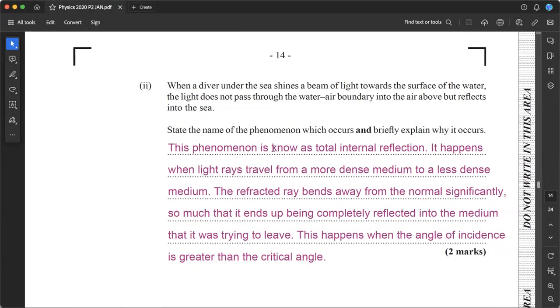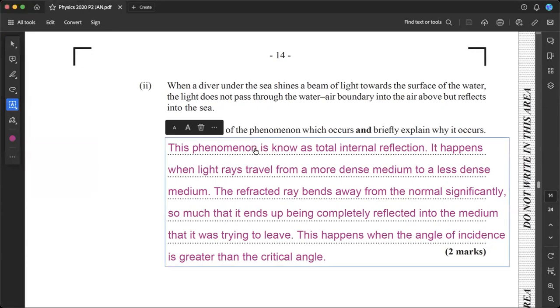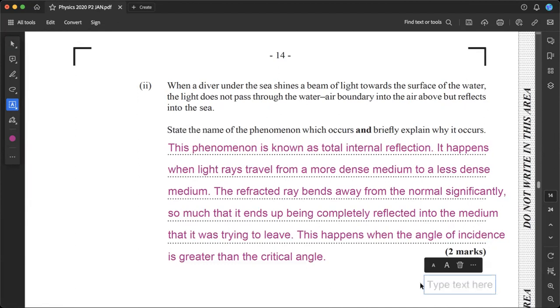That phenomenon is what's known as total internal reflection. It doesn't leave the medium that it's coming from. Instead, it just completely reflects back. And that happens whenever light rays travel from a more dense medium, like water, to a less dense medium like air. That's what they were saying here. He's under the sea and he's shining a light from the water, that more dense medium, to a less dense medium. And so that's when he sees total internal reflection.